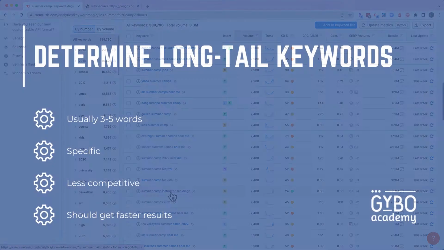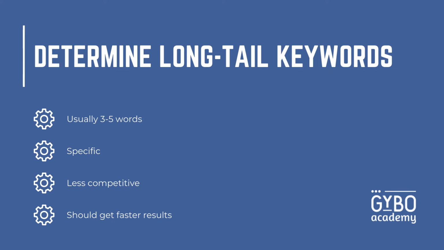So these longer keywords are going to be my long tail keywords. Long tail keywords are usually going to be 3 to 5 words, sometimes less, sometimes more. They're going to be longer than the short tail keywords. They're also going to be more specific than the short tail keywords. So going back to that example that I looked at earlier, Summer Camp Instructor San Diego, that is pretty specific. It's looking specifically for a summer camp instructor, or probably a summer camp instructor job in San Diego.